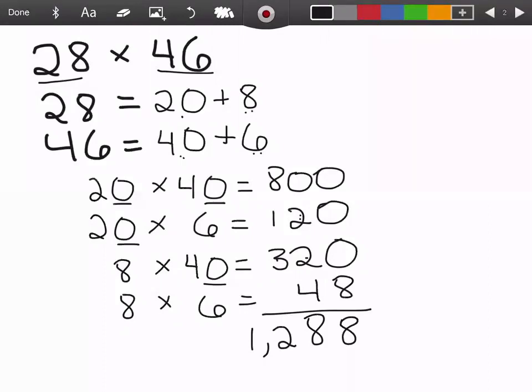So this may look like a lot more work than the traditional method, the old school method that we're used to, but it does have a couple of advantages. To start out with, none of the multiplication is very hard. You're really just multiplying single digit numbers together and then using some zeros for place value. It does teach students place value because they understand why they're multiplying and adding those extra zeros, whereas they might not understand that with the traditional method.